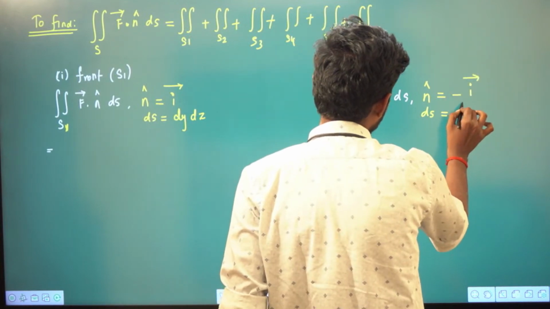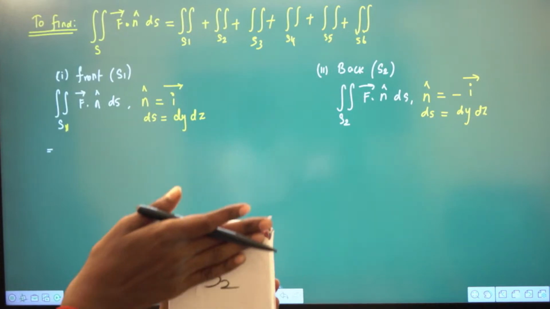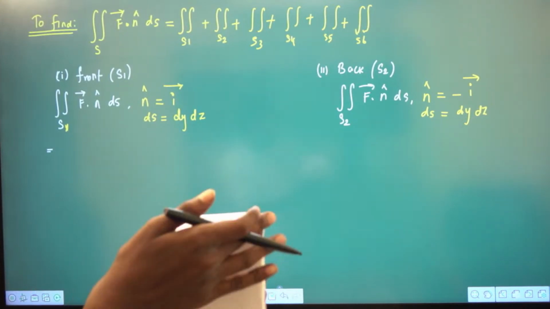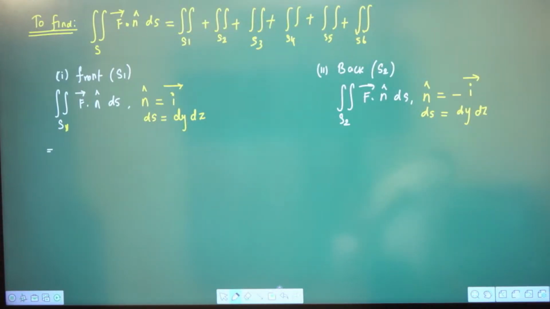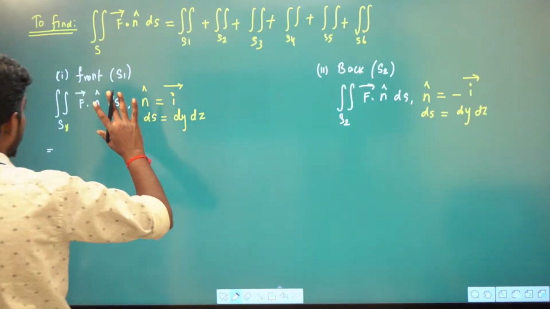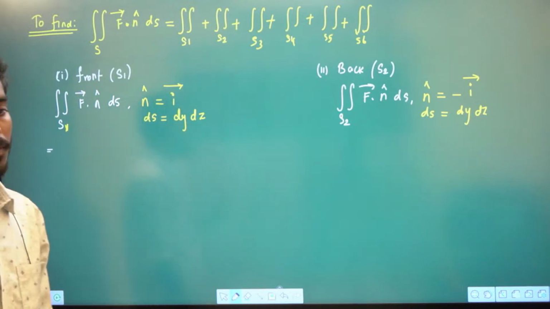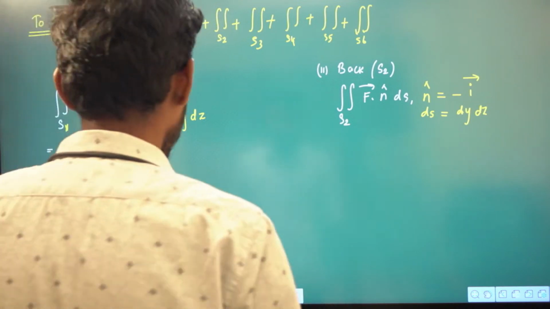Again, we are varying only over dy and dz. For the back also, we are varying only over y and z. So your dS will be dy dz. I think these two are clear, right? See, this will always happen. For the front side, your n cap will always be i, and your dS will always be dy dz. And for the back side, n cap will always be minus i, and dS will always be dy dz.